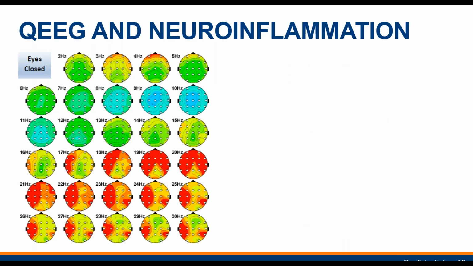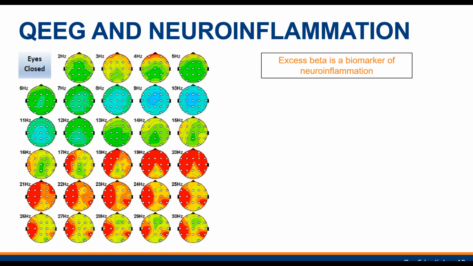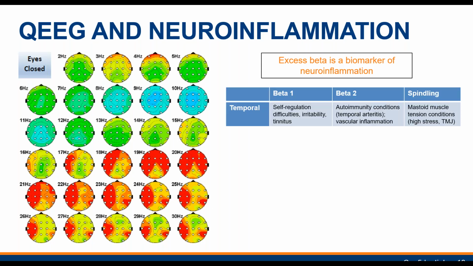All right. So getting into our head maps, QEEG and neuroinflammation, what are we looking at? This is an example of neuroinflammation, right? We see an excess of power in essentially all of beta, and that is our brain on fire pattern that you're going to keep an eye out for. But it's worth noting that different brain regions and different frequencies within beta can mean different things. So I'm going to walk you through a breakdown of the different components going on here.